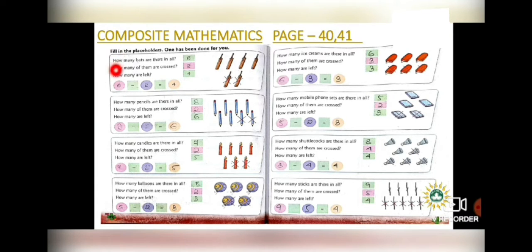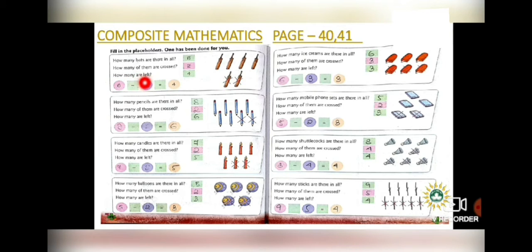So let me help you out with the first question. How many bats are there in all? So you have to count the total number of bats you can see here. 1, 2, 3, 4, 5, 6. So there are 6 bats. So you'll write 6 here in this box. Now the next one is how many of them are crossed. So you have to count the bats that are crossed. 1, 2. So you'll write 2 here in this box.